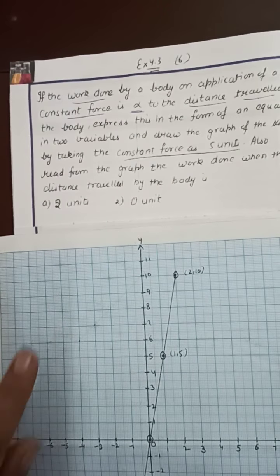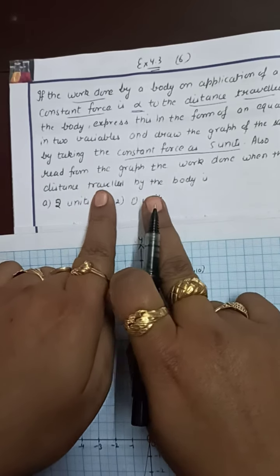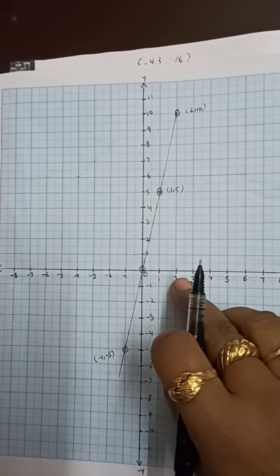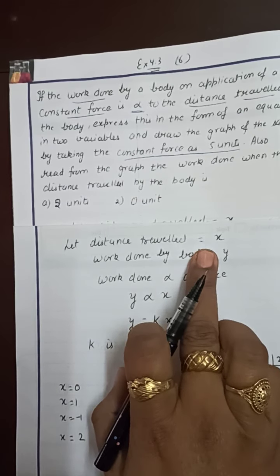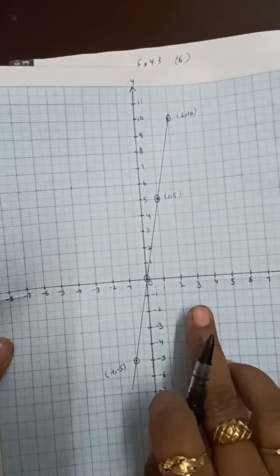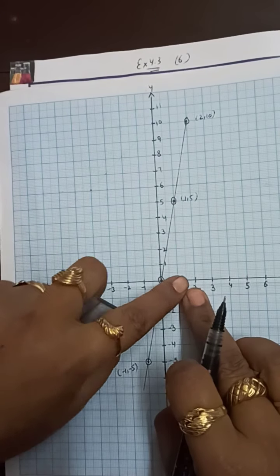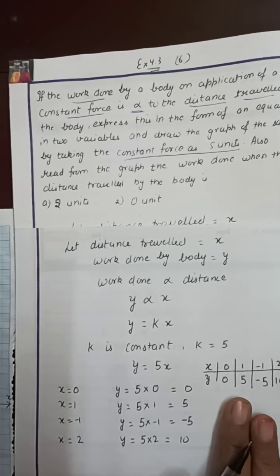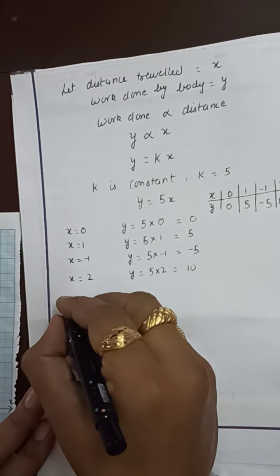Now what they are saying: also read from the graph the work done when the distance traveled by the body is 2 units. Now I want to read from the graph. We have taken distance as x and work done as y. So on the x-axis this is the distance. When the distance is 2 units, what is the value of y? That is 10 units. So I am going to write it here.